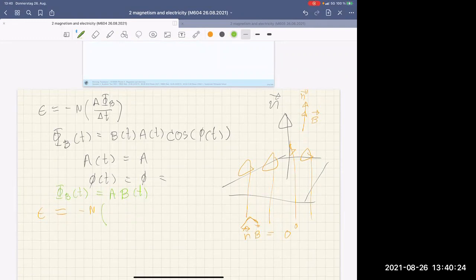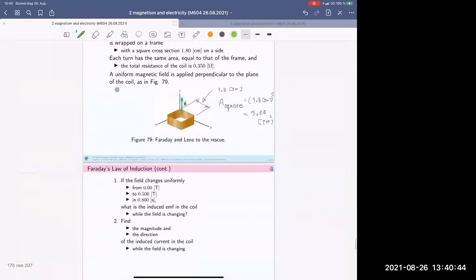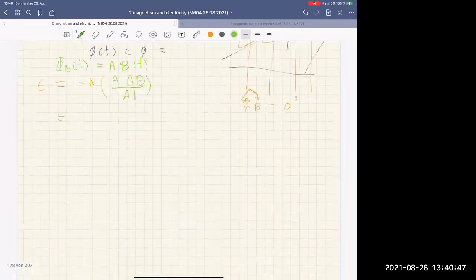But they don't say it. They just say A and delta B divided by delta t. And we still have minus n. How many turns are there in this one? They say 25 turns. Okay, no problem. We leave it 25 turns. That's the value for variable n, and we should not forget the negative sign at all.